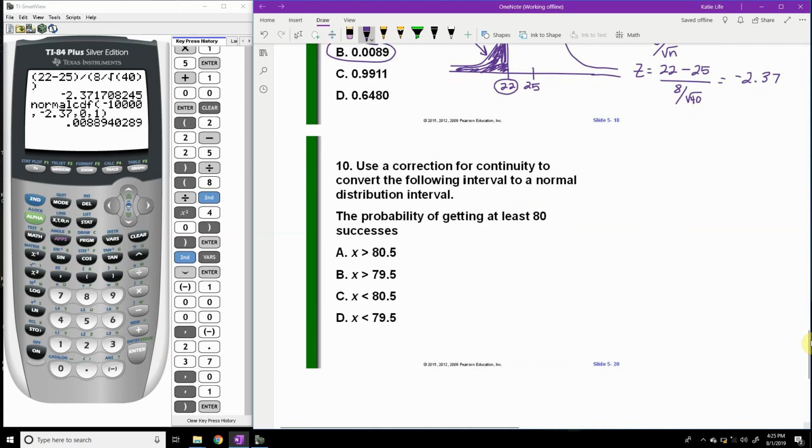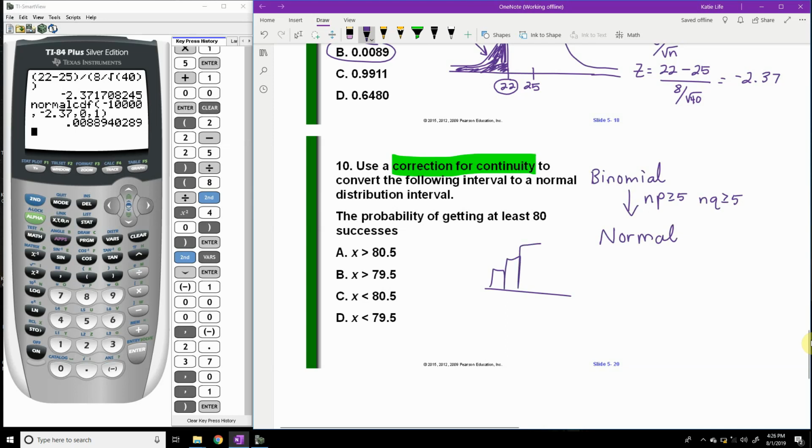Use a correction for continuity to convert the following interval to a normal distribution interval. Okay, correction for continuity. The only time you ever do this, which is just putting that little bit of wiggle room around the interval, adding 0.5 or subtracting 0.5, is when you have a binomial probability distribution and you're approximating it using the normal curve, which means you've already gone through the checkpoints. N times P is greater than or equal to 5, N times Q is greater than or equal to 5. You've decided that this binomial situation can be approximated by something that is normal. Remember, binomial things are discrete.